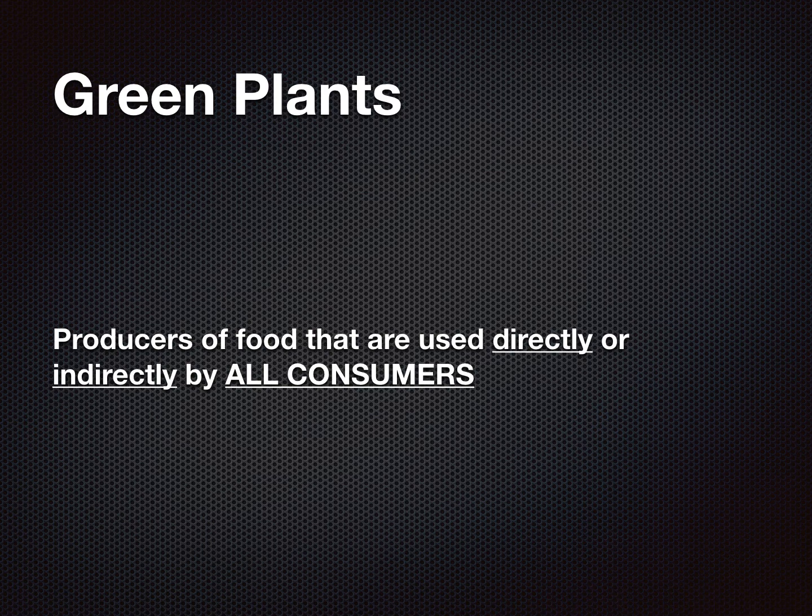Next up, we have green plants. Remember, you don't have to be green to be a green plant. It just means you have chlorophyll in there. You have the producers of food that are used either directly or indirectly by all consumers. Directly means you're directly eating those plants. Indirectly means you're an animal that only eats meat, so you're getting the energy from an animal that once ate plants or once ate plants a couple times over before you get it.